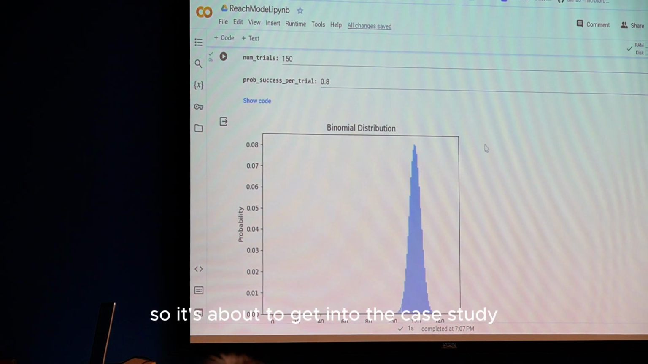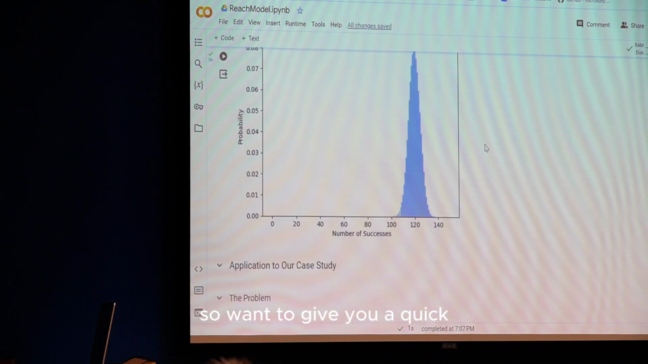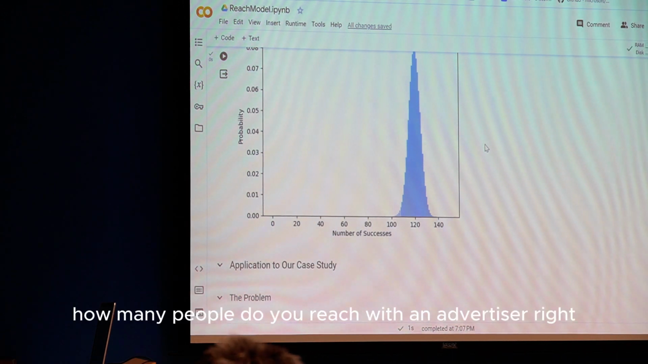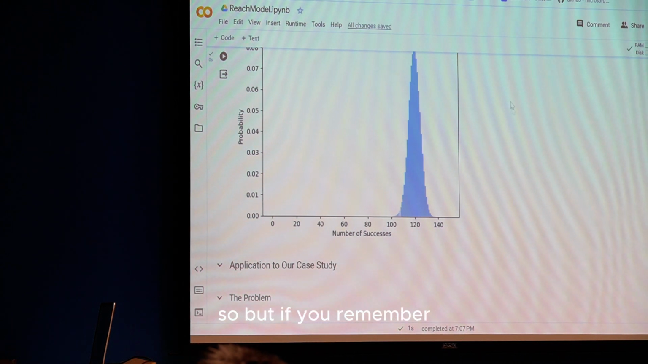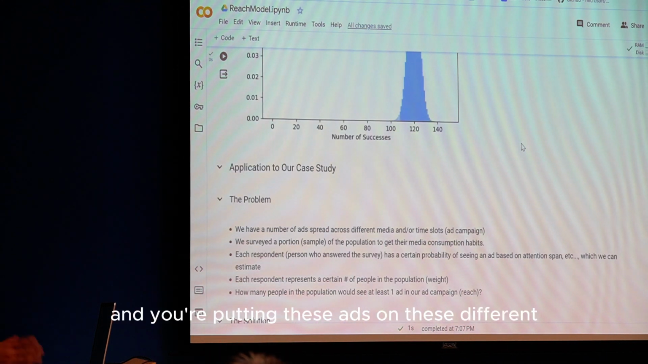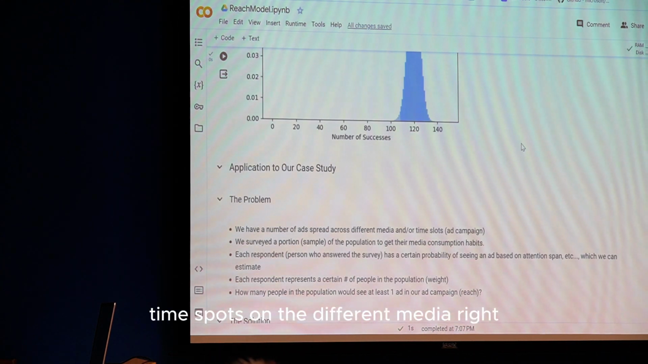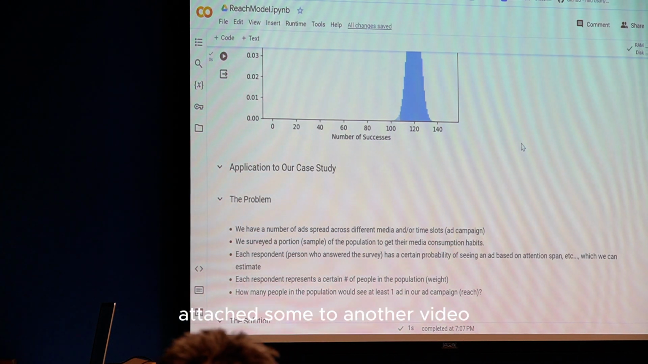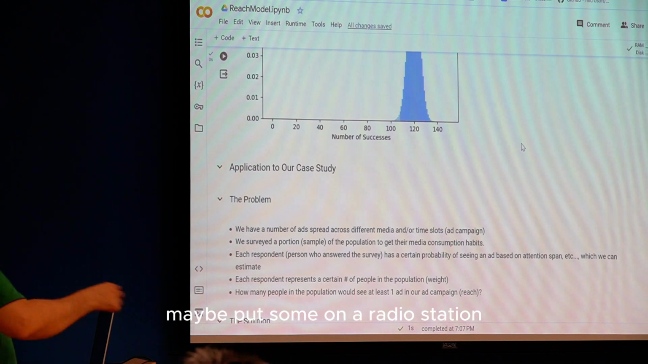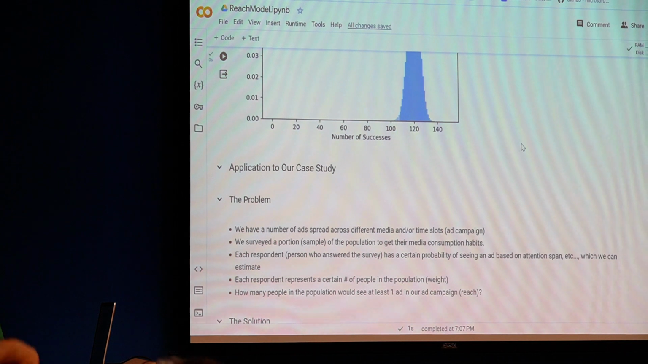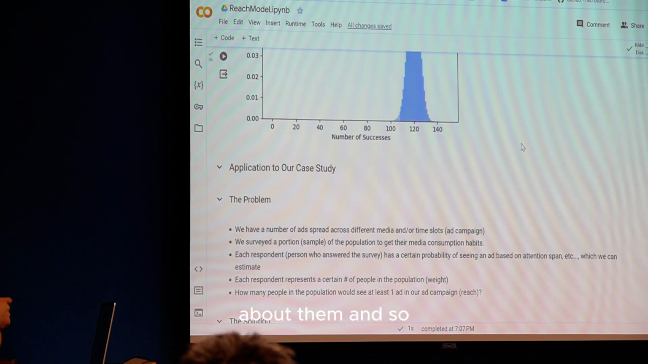Is there any other questions so far? Okay. So we're about to get into the case study. I want to give you a quick outline of how this binomial distribution applies to the question of how many people you reach with an advertising campaign. Remember, advertisers put ads in different time spots on different media: some on a website, some attached to a video, some on a radio station during an average quarter-hour window, say 8 to 8:15 a.m., and so on.